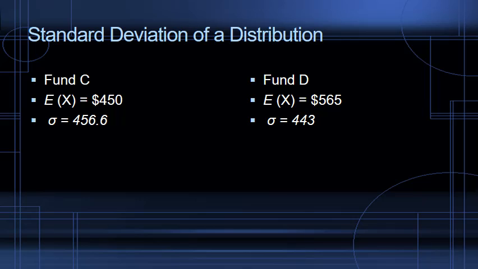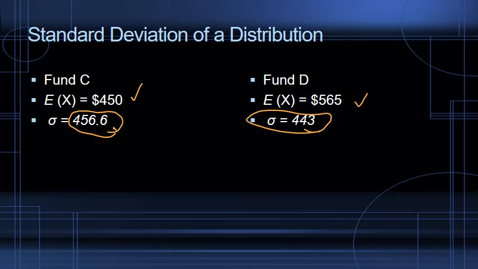And here we see that our expected value from Fund C is 450, while our expected value for Fund D was 565. So just on expected value alone, it would appear that Fund D is a better investment, but I want to make sure about my risk measurement on my standard deviation. And so in Fund C, that standard deviation is 456.6, and for Fund D, it was 443.